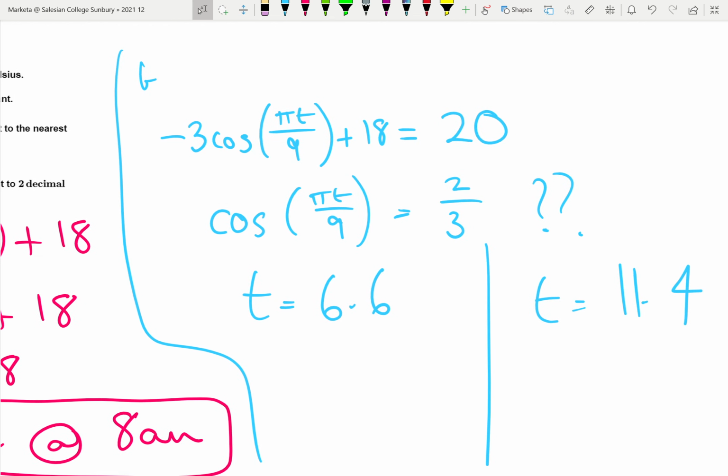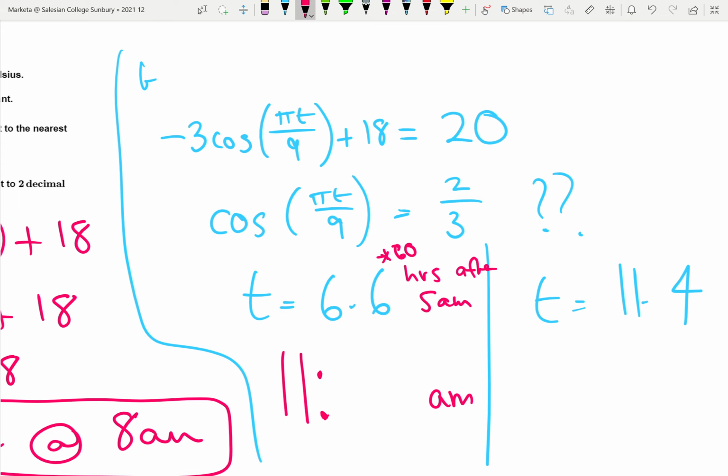6.6 and 11.4 mean nothing. So remember how 0 represents 5 a.m. So this is 6.6 hours after 5 a.m. So 5 plus 6 is 11, so it's 11 something a.m. The tricky bit is working out what the 0.6 is. Well, not even tricky, but just something that people don't do so well.